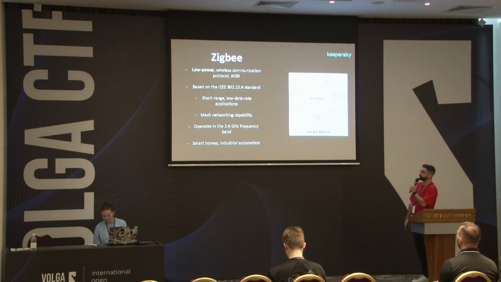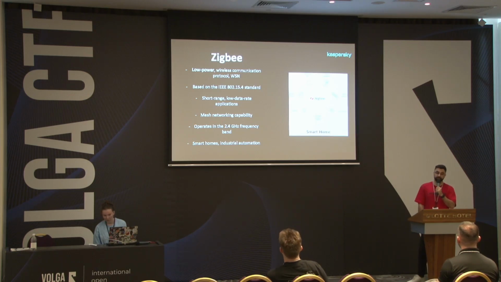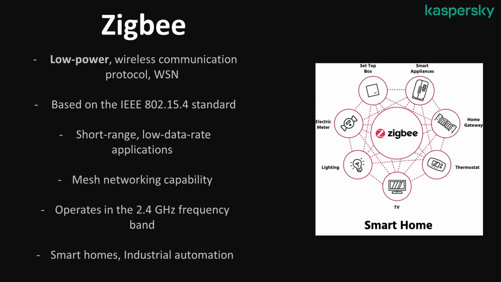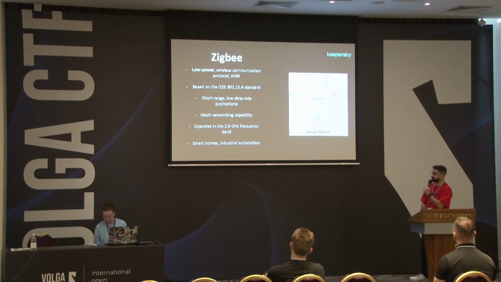So what is ZigBee? ZigBee is a wireless communication protocol, exactly like Wi-Fi, but it has its own stack. It's used in networks we call WSN, or wireless sensor networks. The main goal of ZigBee is to conserve power, and it's based on the IEEE 802.15.4 standard. The main applications for ZigBee are low data rate applications and short range communications.